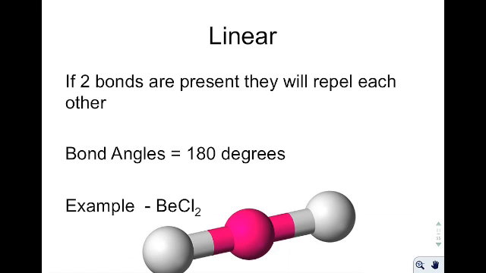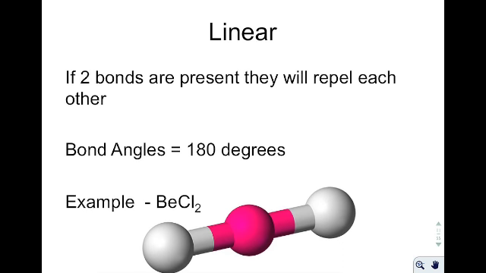So you have a linear shape, and now what we're talking about is molecular geometry, not electronic geometry, which we'll distinguish between. Molecular geometry refers only to the bonded atoms. So we're not talking about the fact that there could be electrons on top or below the central atom. If 2 bonds are present, they will repel each other. You get a bond angle of 180 degrees.